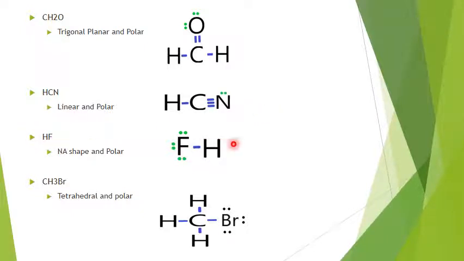Is it linear? What's its shape? It's linear because it has 2 things attached, with no lone pairs. It's polar because the center atom has different things attached. It has hydrogen and nitrogen.